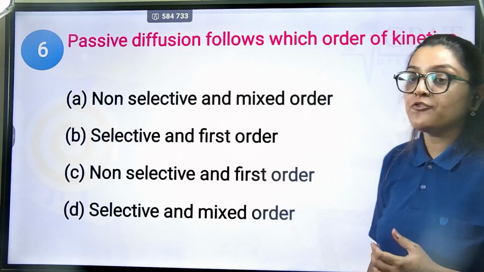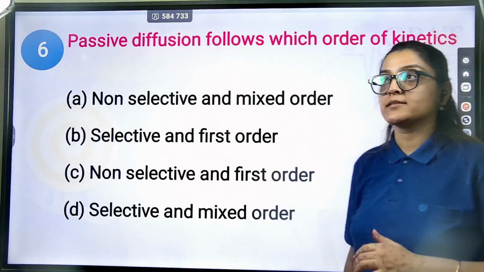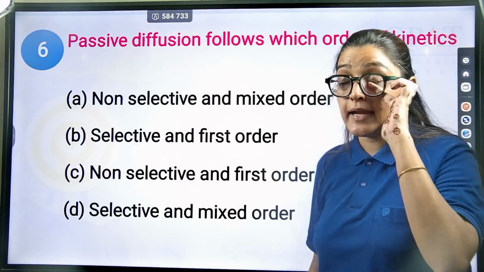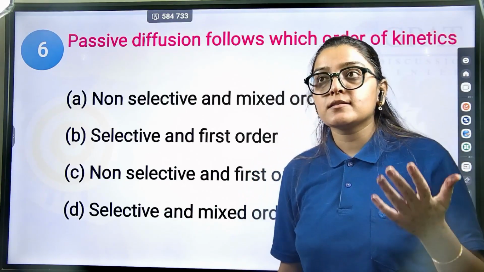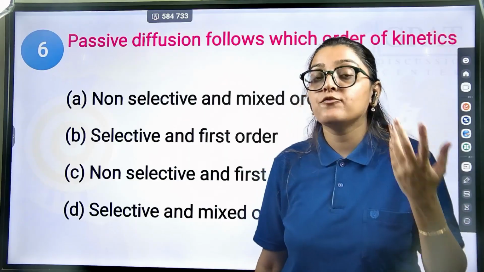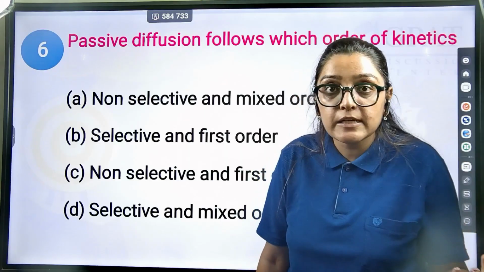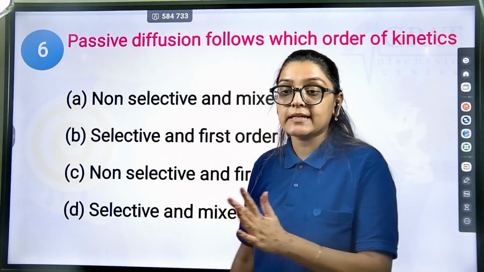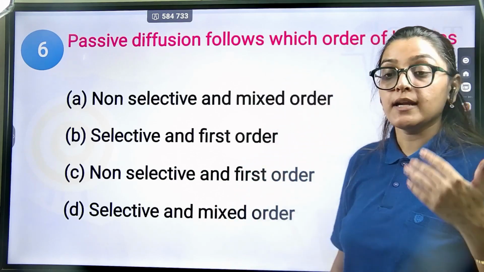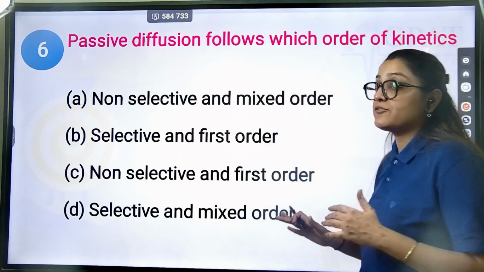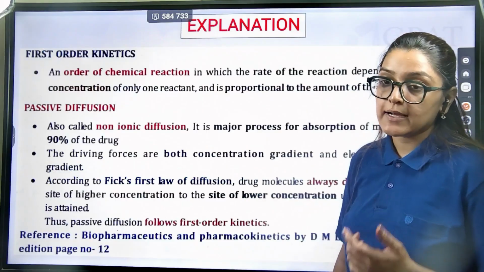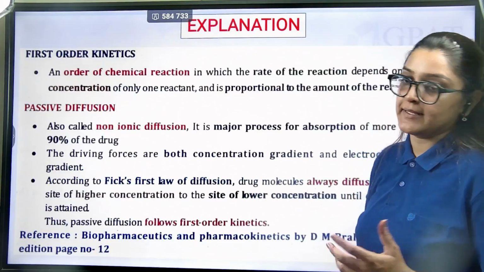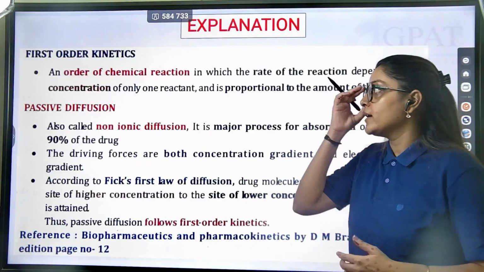Next, passive diffusion follows which order of kinetics? Passive diffusion, or any ADME process, if it is not saturable, meaning no carrier system or enzymes are involved and it is not a capacity-limited process, is non-selective and follows first order kinetics. Even if there is a saturable process, then we could mention zero order kinetics or, to be precise, mixed order kinetics. Okay, next.